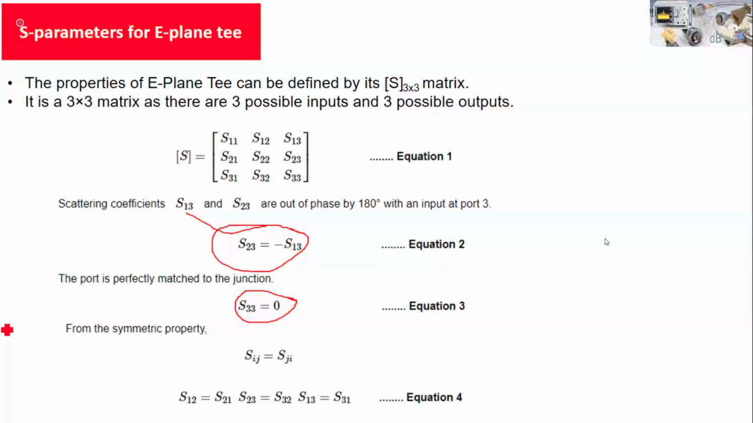Could you explain what scattering coefficients are? Scattering coefficients are nothing but S11, S12, S13, S23. These are S parameters which relate to the traveling voltage on a transmission line.